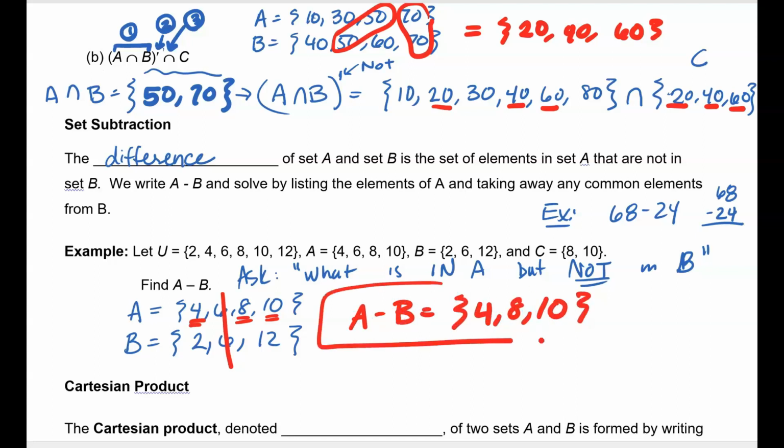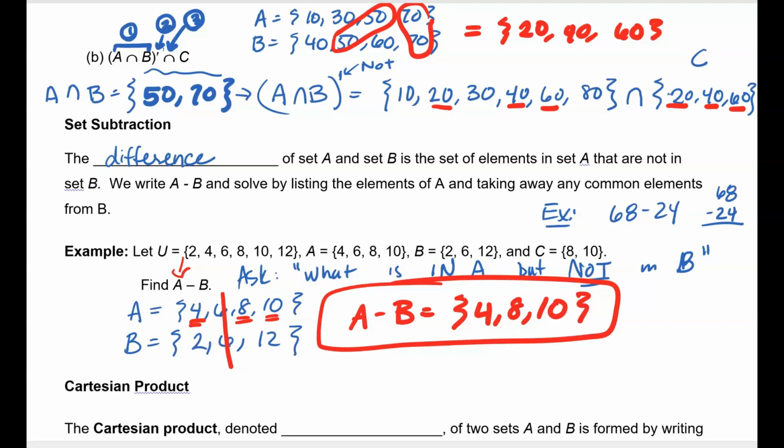So if you like to write out the process when you're subtracting, you're going to put them vertically on top of each other. You're going to cross out what they have in common, and whatever is left in that top set, or the first one in the subtraction problem, that's going to be what's in your answer.